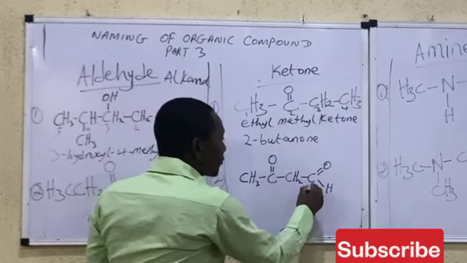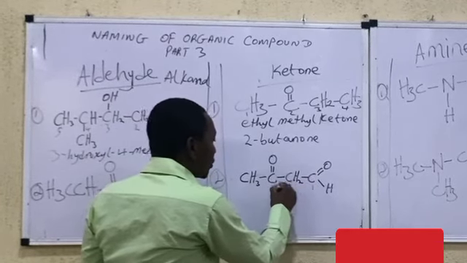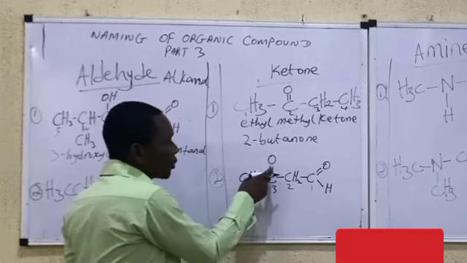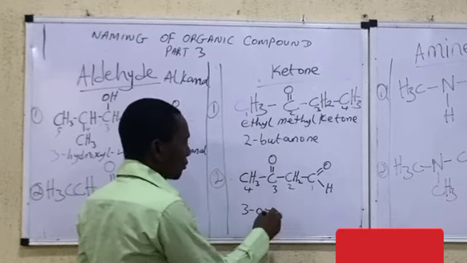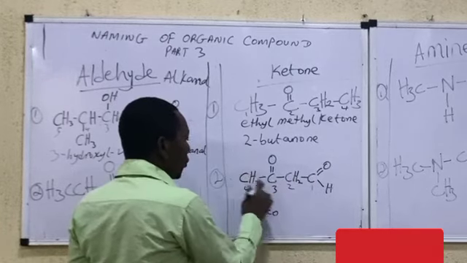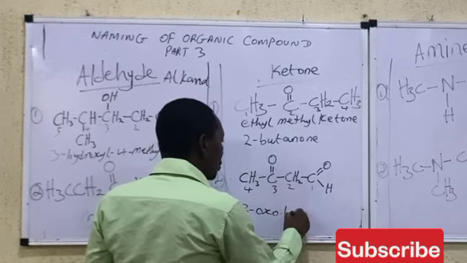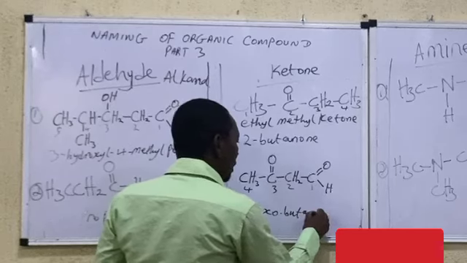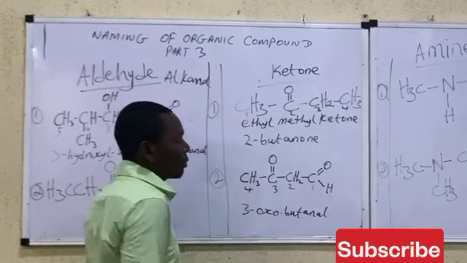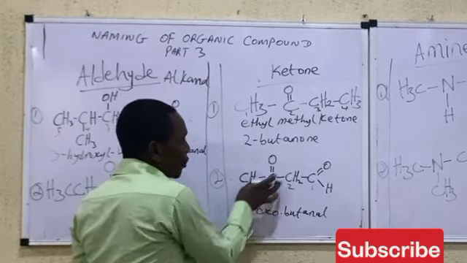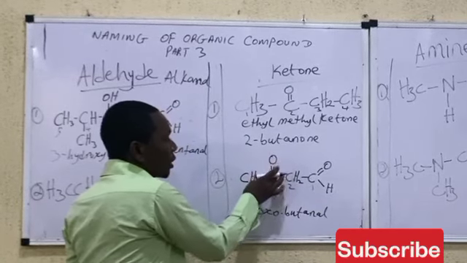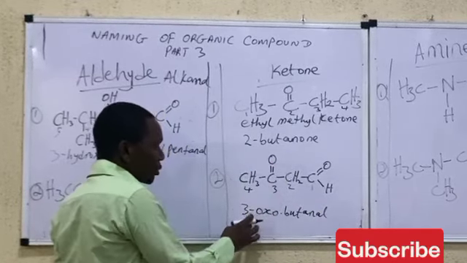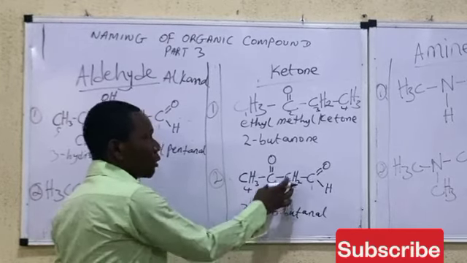All right. So we'll count from the functional group side: 1, 2, 3, 4. Since this one is present at carbon 3, it is 3-oxo. 1, 2, 3, 4. Butanal. Now this is a butanal if you remove this functional group. Now this functional group is present at carbon 3, so we put it as 3-oxobutanal.